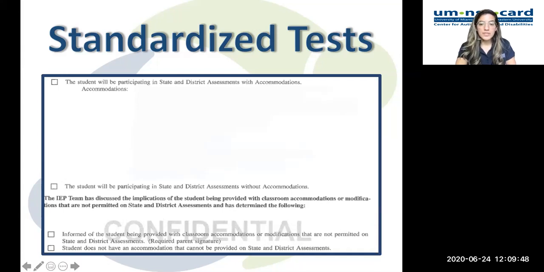Finally, towards the bottom of this section, we note whether or not the accommodations or modifications are not permitted during state and district assessments. I'll talk about this in a future session, but there are certain accommodations that are technically not legal to use for these standardized assessments. It doesn't mean that your child cannot use them, but it does mean that it needs to be noted, and you need to agree that you understand that your child isn't supposed to be using that during those assessments.